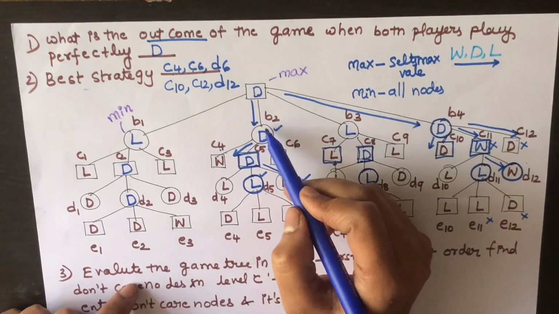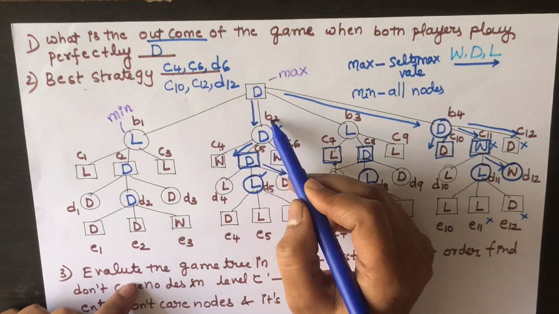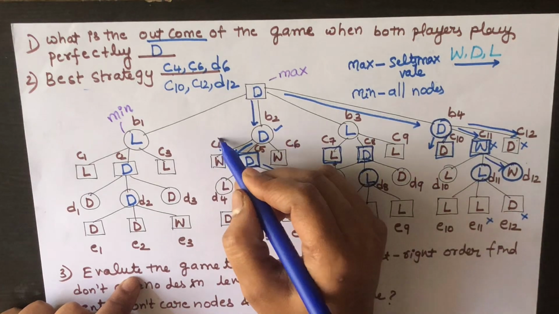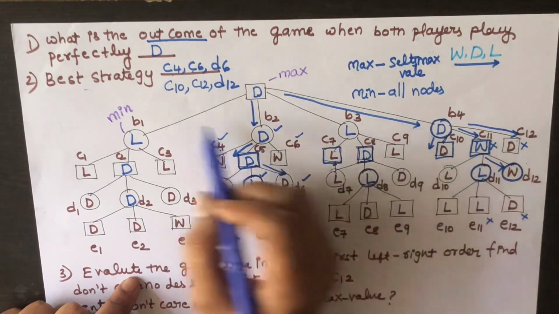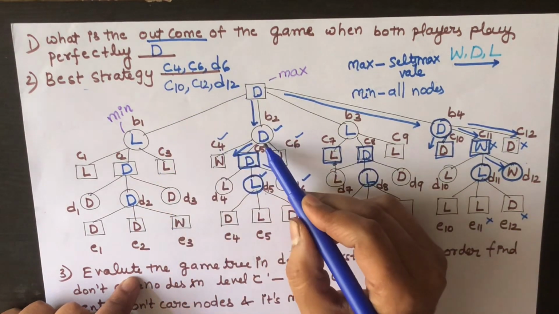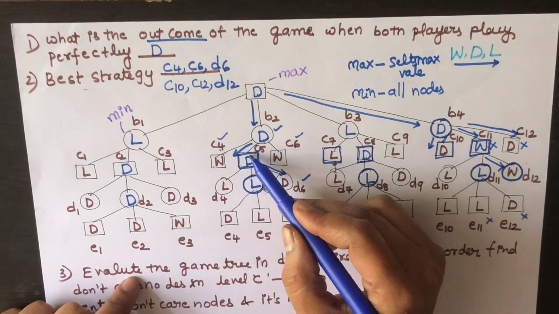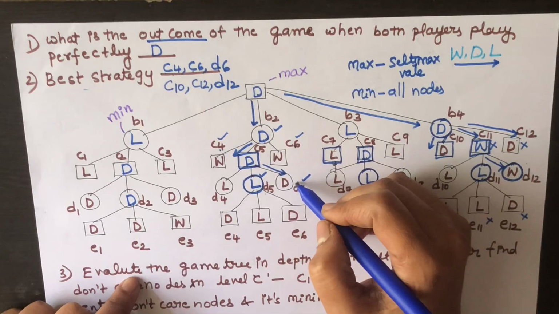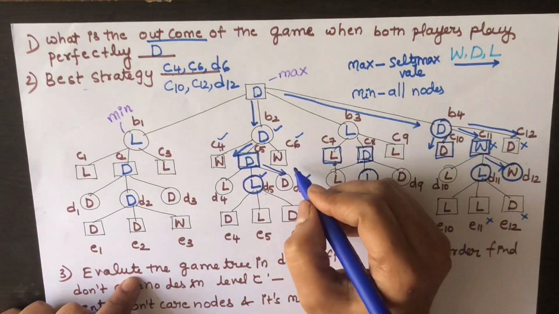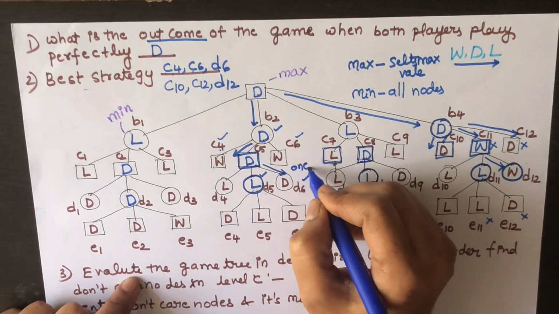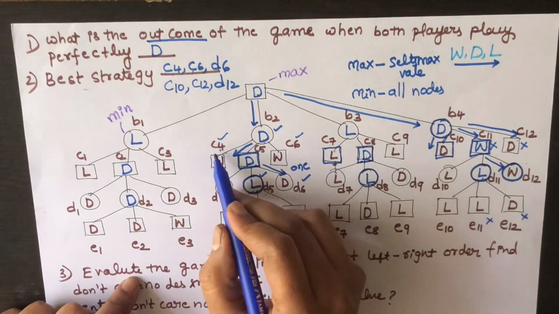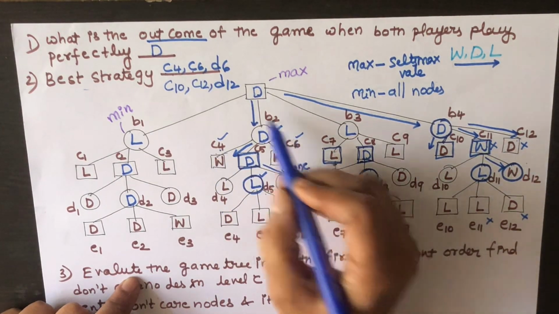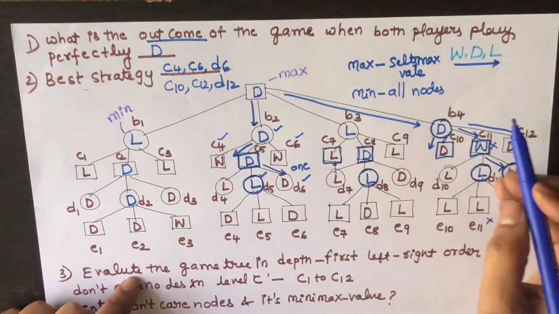So come to B2. B2 is the minimum node. So a minimum node selects all the nodes: C4, C5 and C6. Include C4 and C6. Don't include C5, because C5 is a max node. It came from D6. A max node selects only one node. So that is D6. So C4, D6 and C6 are the best strategy.